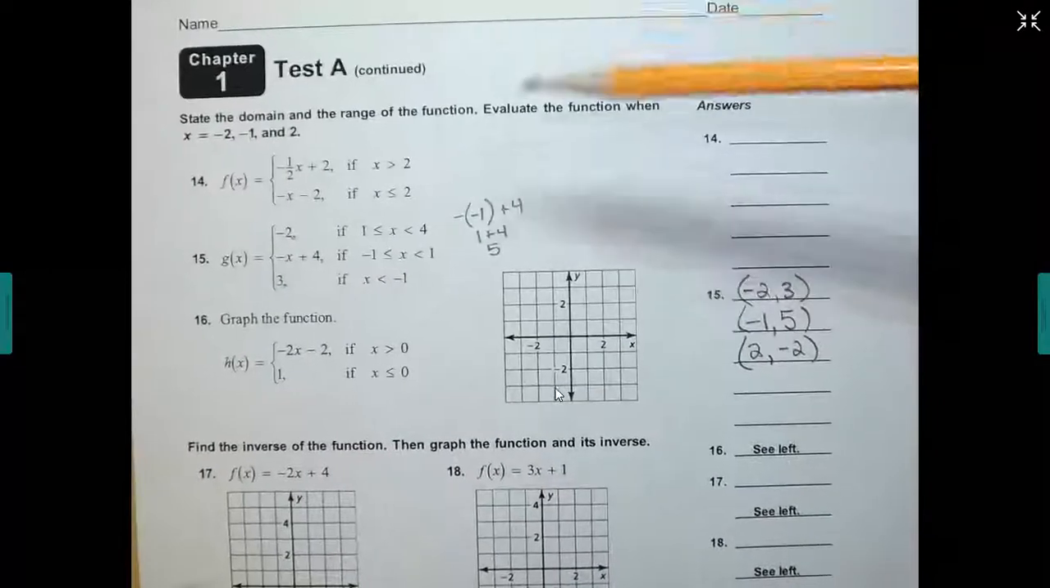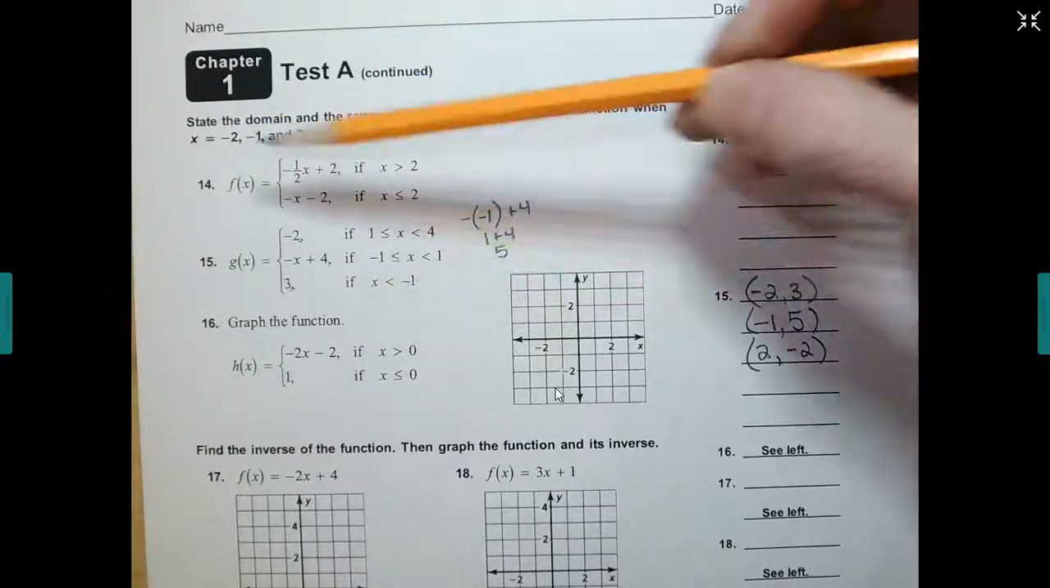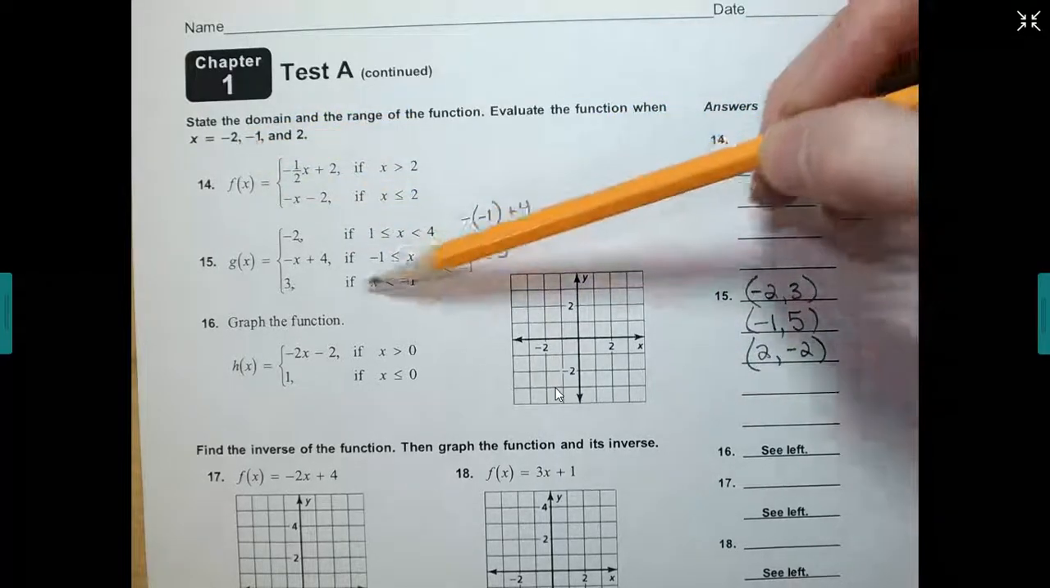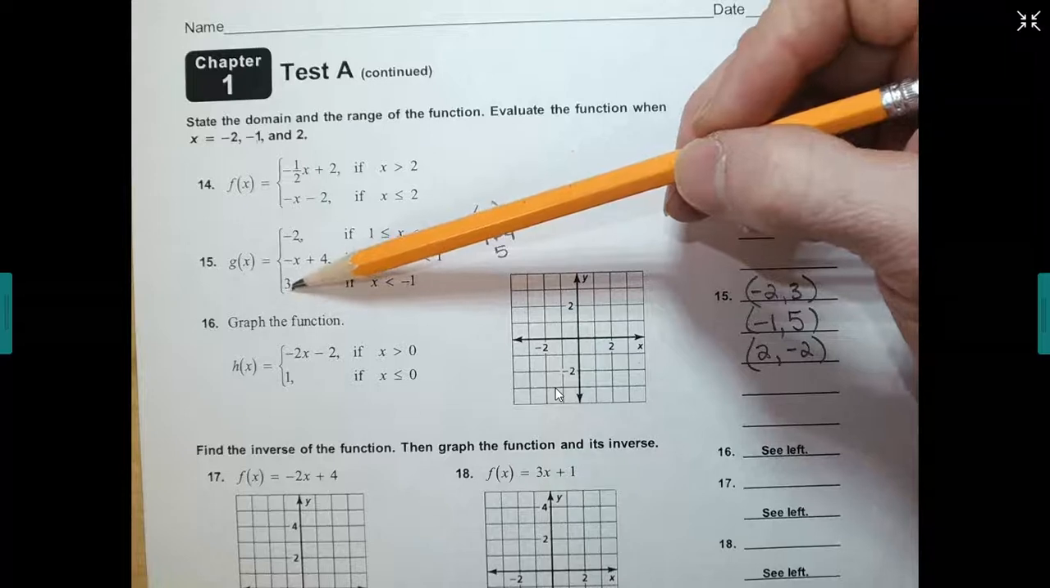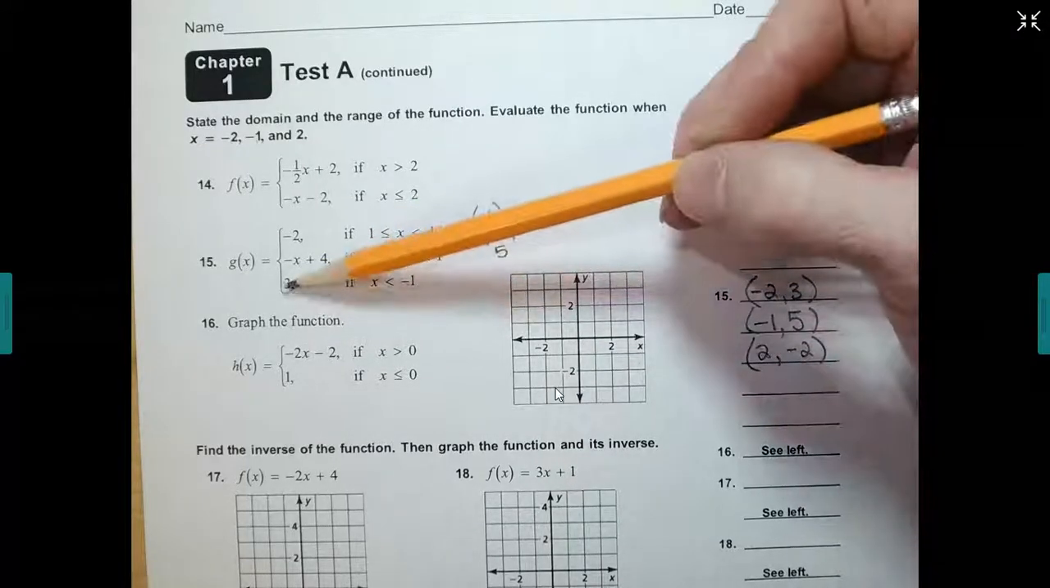So to solve these, you need to look for what parameters work for your number. And then once you find the correct parameters, you input it into that equation. This one doesn't have an x value, so if it works in here, then my answer is going to be 3.